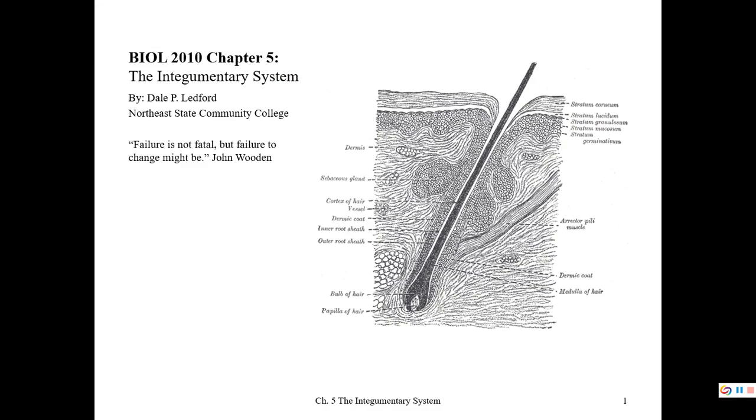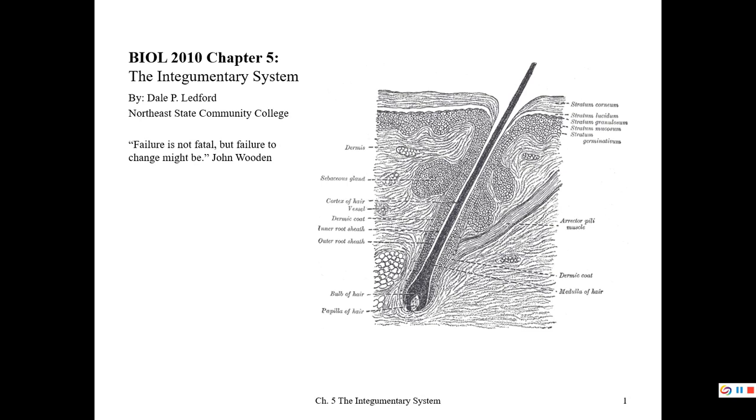This is part 1 of Chapter 5, so we'll do about the first 29 slides and we'll do the rest in another part. So in this part, we're going to focus, of course, on the integumentary system. We'll look a lot at the cutaneous membrane, mostly in this one. We'll look at some accessory structures in the next one, but this will be a lot of the cutaneous membrane.